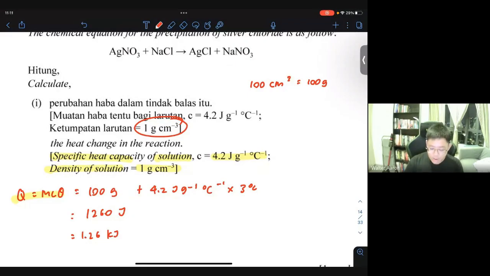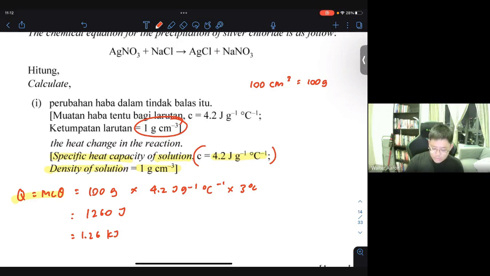Okay, so 100 grams times 4.2 joules per gram per degree Celsius, which is given here already. And then after that, we have the temperature change. Theta over here means temperature change. So as we calculated earlier, there's an increment of 3 degrees Celsius, right? 29 degrees Celsius on average increased to 32 degrees Celsius. So therefore, 3 degrees Celsius change. So if you multiply all of them together, you'll be able to get 1,260 joules as your answer.